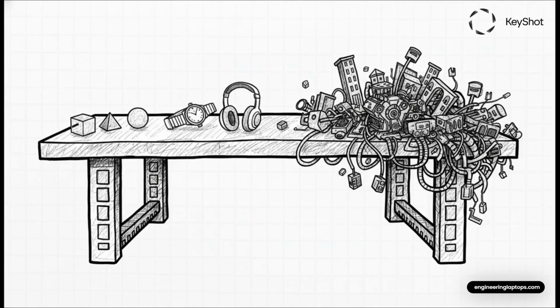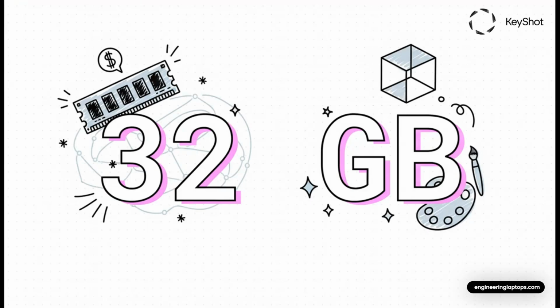And I absolutely love this analogy. Think of your RAM as your digital workbench. The bigger and more complicated your scene is, the more workbench space you need to lay out all the parts. If you don't have enough RAM, that's when KeyShot starts to slow down, stutter, or even crash right in the middle of your work. So how much workbench space do you actually need?